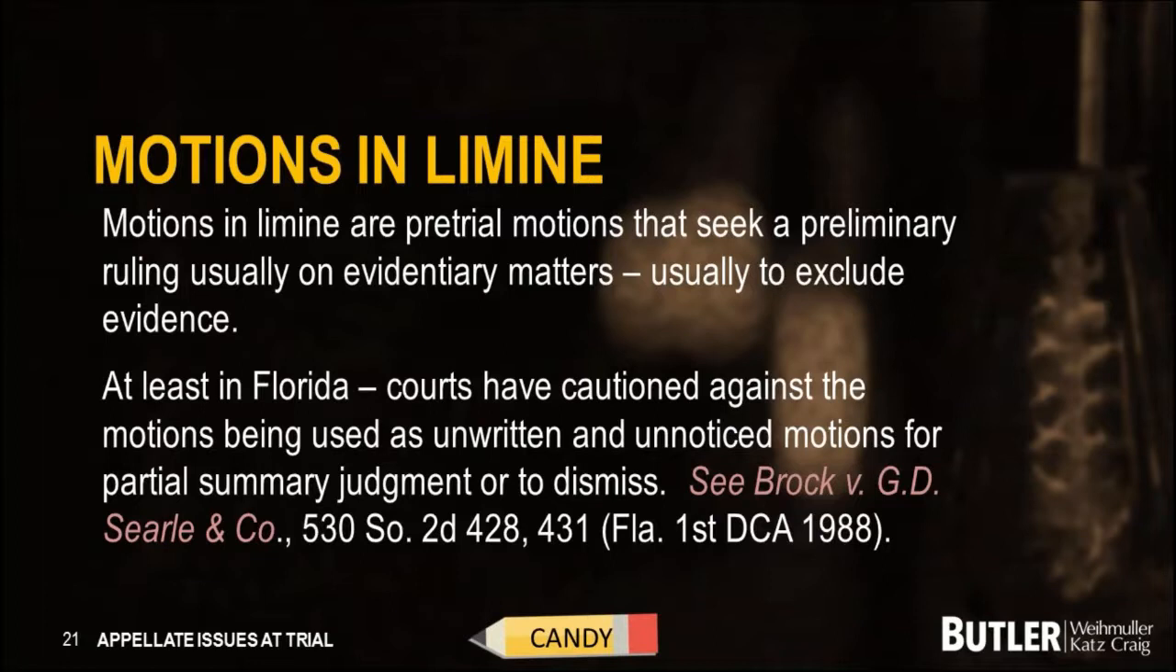One thing to keep in mind, and I've actually experienced this, is sometimes you will receive motions in limine that really go well beyond just trying to limit the presentation of evidence to the jury at trial, and really they are being used as unwritten or unnoticed motions for partial summary judgment or to dismiss a claim. If you see those kinds of motions that are really just overly broad or too comprehensive, and they're really just trying to strike a whole theory of your case or a cause of action, this Brock case is a great one to keep in your back pocket, because that's really not the purpose of a motion in limine.